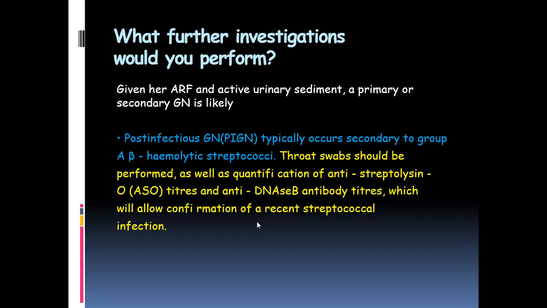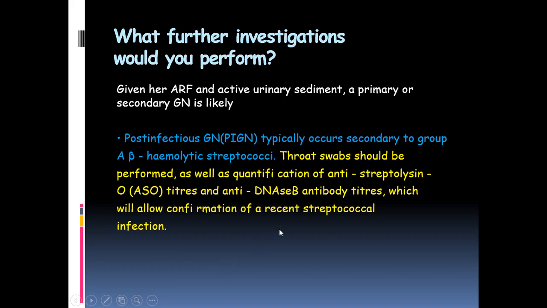So given her presentation of acute renal failure with active urine sediment, we always call active urine sediment that in which we have hematuria, proteinuria, RBC casts. So a primary or a secondary cause of glomerulonephritis should be entertained. The commonest which comes in everybody's mind is a post-infective etiology, and among the infections, the beta hemolytic streptococci are considered the commonest culprit.